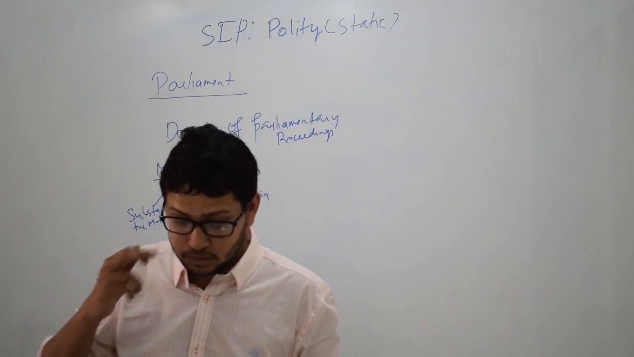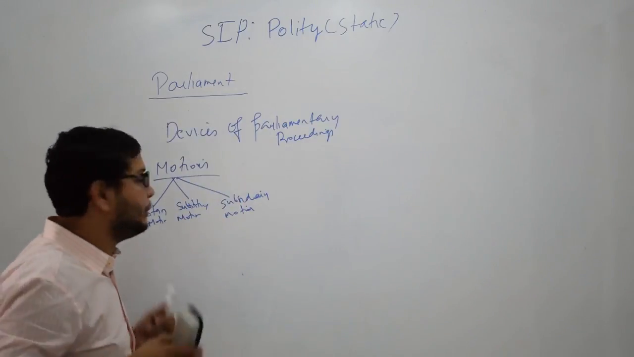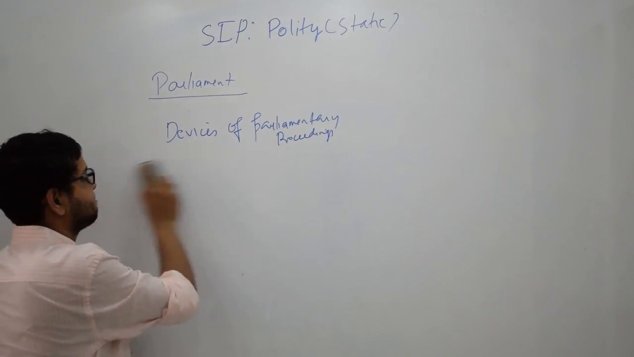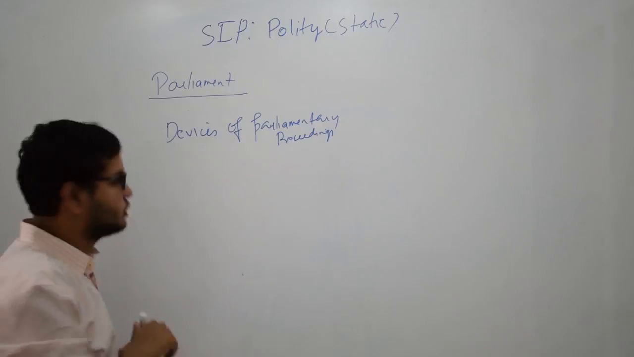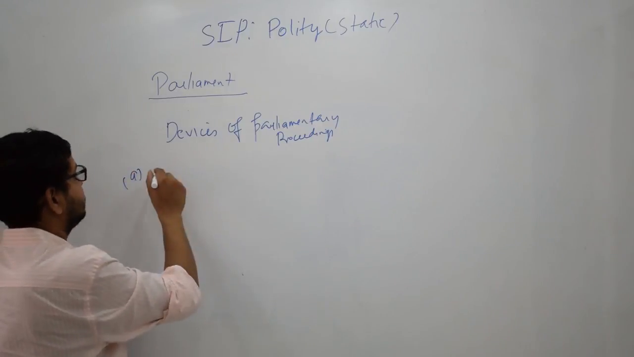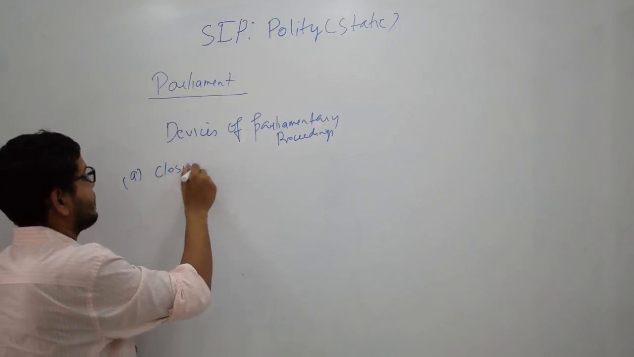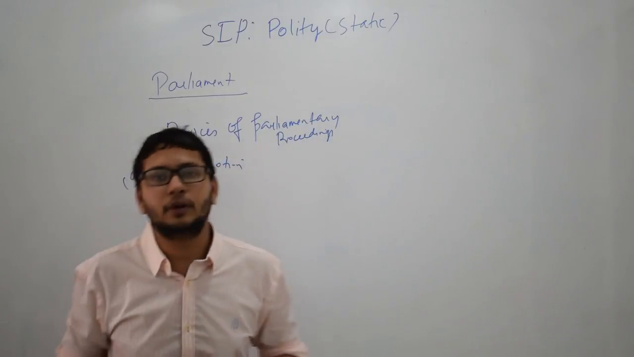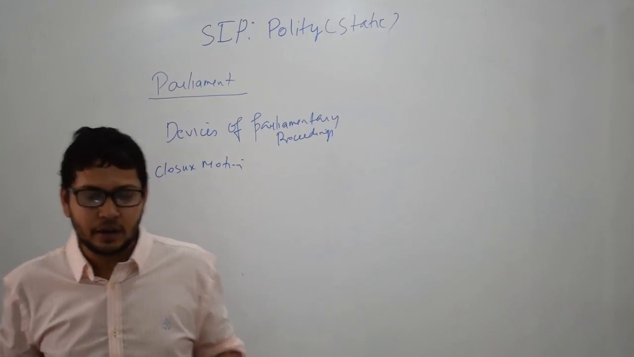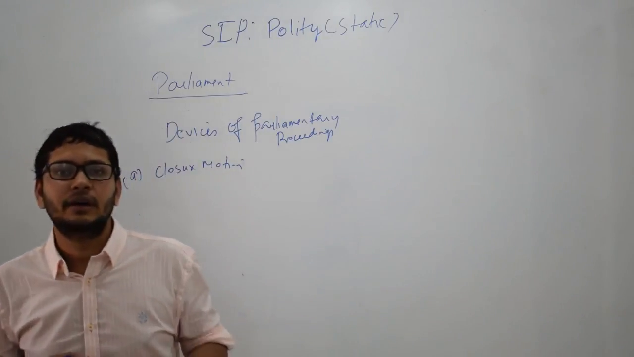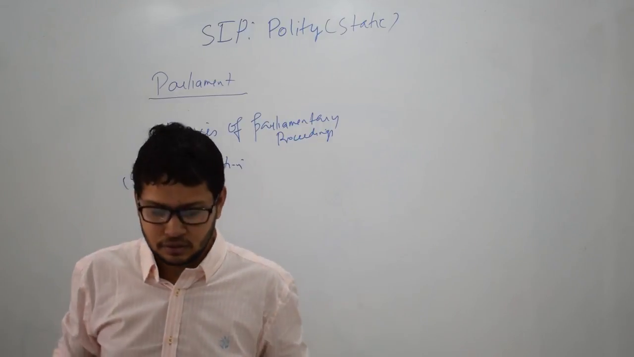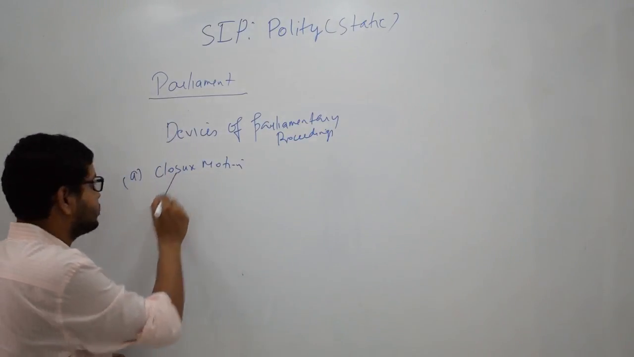Next we'll deal with different kinds of motion. So first kind of motion is closure motion. A closure motion is moved by any member to cut short any debate on any matter which is going on in the House. There are four kinds of closure motion. One is simple closure.